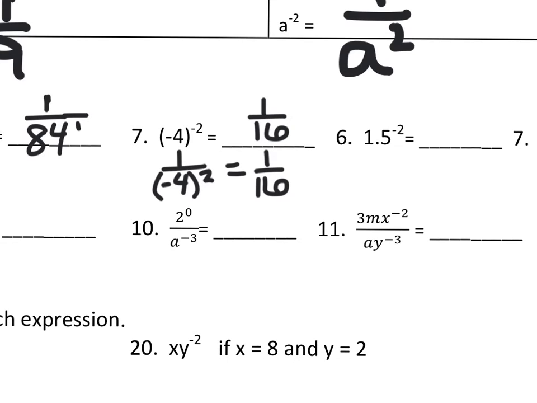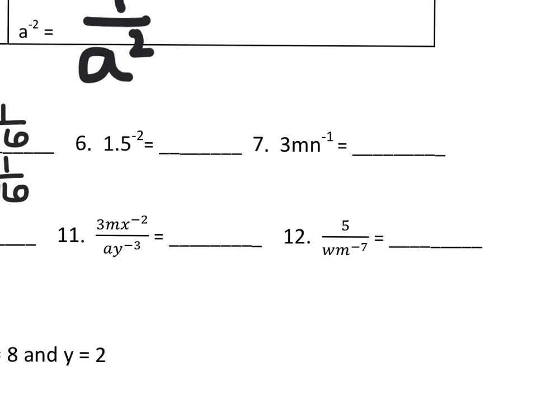All right, if you take a look over here now at number 6, the negative exponent is telling us to move that down to the bottom. So we're going to take 1 over 1.5 squared. So as we move it to the bottom, it becomes positive. And then if we use our calculator, we'll see that that would be 1 over 2.25.